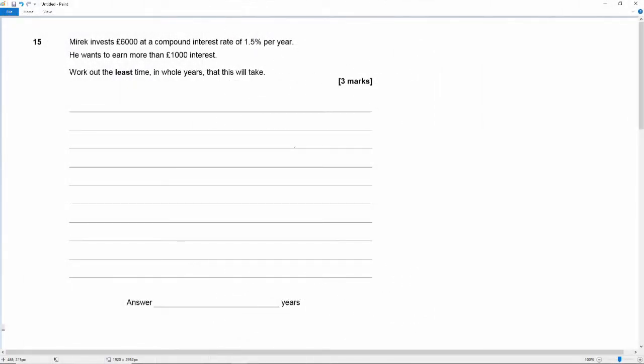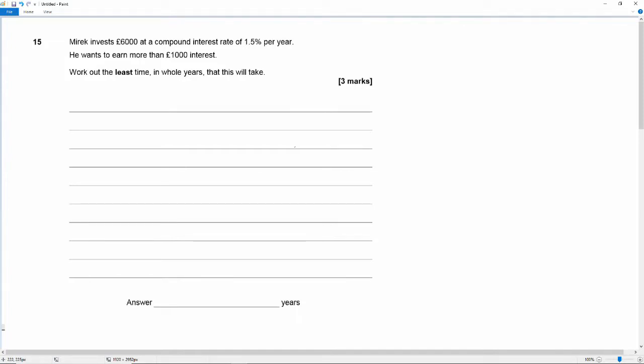And we're picking up in question 15, which reads, Mirek invests £6,000 at a compound interest rate of 1.5% per year. He wants to earn more than £1,000 interest. Work out the least time in whole years that this will take. Okay, it's tempting at this point just to panic and go, what was my compound interest rate? P equals something to do with R, I can't remember. Don't worry, we can work this out from first principles just from our knowledge of percentages.